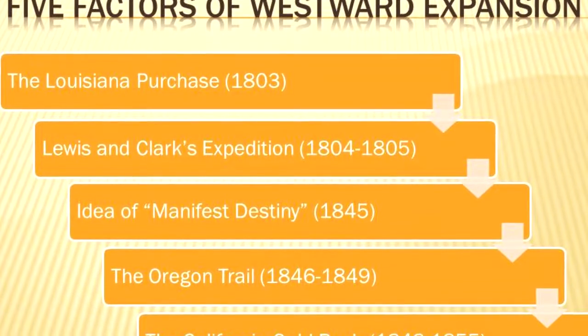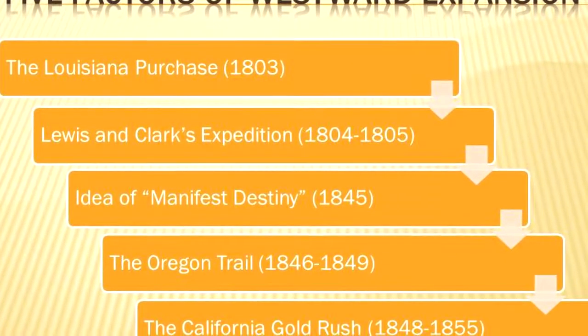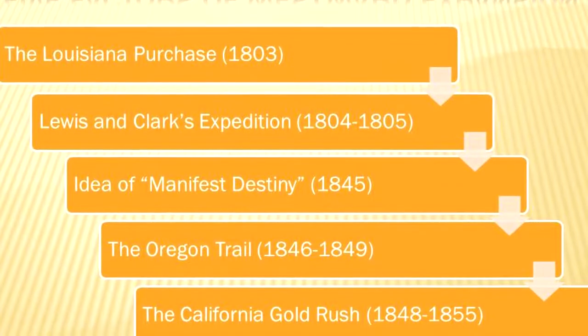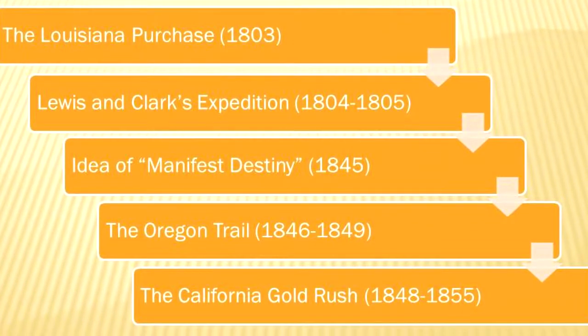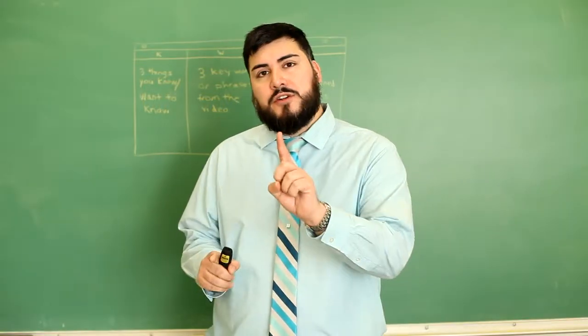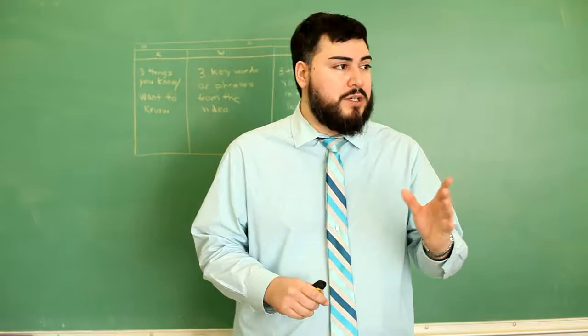So there were 5 factors that led to Westward Expansion that we'll talk about: the Louisiana Purchase, Lewis and Clark's expedition to the sea, the idea of manifest destiny, the Oregon Trail, and the California Gold Rush. So the first thing we're going to talk about today is the Louisiana Purchase.